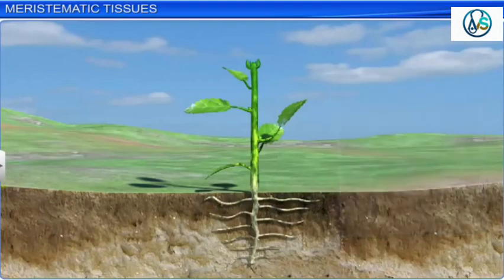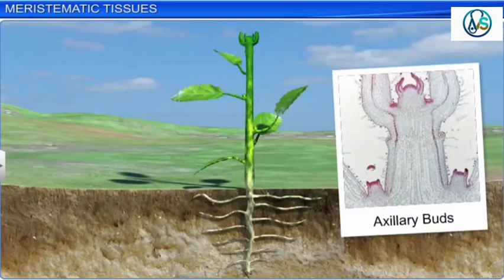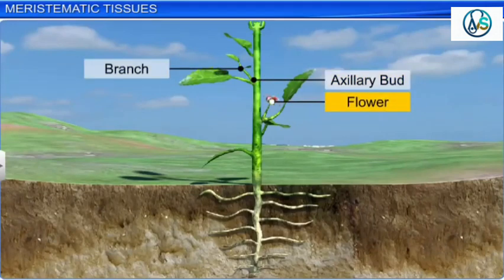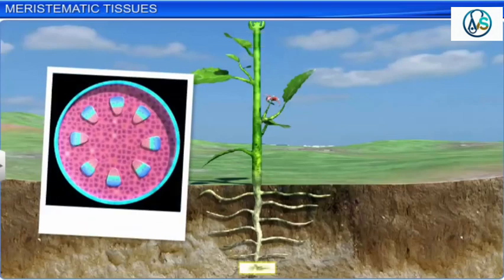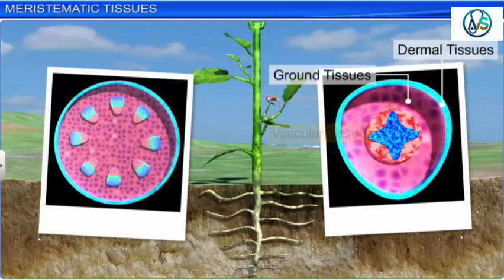During the formation of the leaves and the elongation of the stem, some cells are left behind from the shoot apical meristem. These cells form axillary buds. Axillary buds are formed at the axil of the leaves and can develop into a branch or a flower. During the formation of the primary plant body, some particular regions of the apical meristem produce dermal tissues, ground tissues, and vascular tissues.